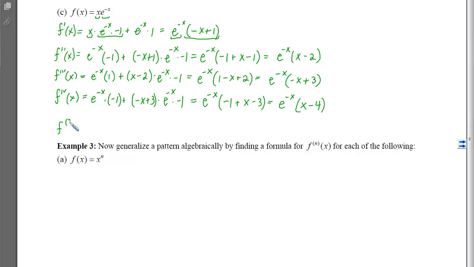So hopefully you can see that the 34th derivative will have that e to the negative x out in front, and because it is an even number, we're going to have the even pattern, which is a positive x in front, and then we subtract what derivative we're on. In this case, it's the second derivative, so we subtracted 2. The fourth derivative, we subtracted 4. The 34th derivative, we subtract 34.